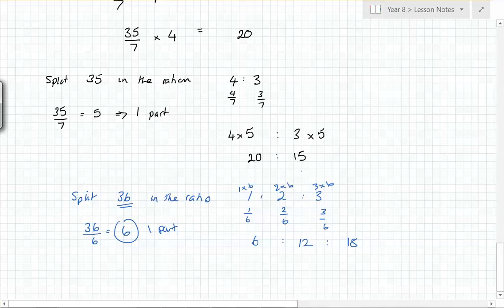Can we have as many numbers to a ratio as you want? Like 6, 12, 18, 36? You can, and they can be in different orders. I could do 3 to 1 to 2. You have to write it in the correct order.